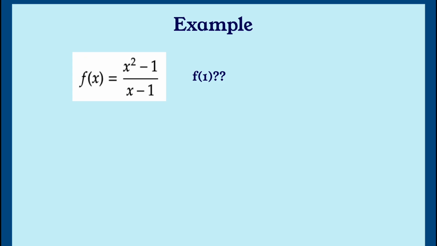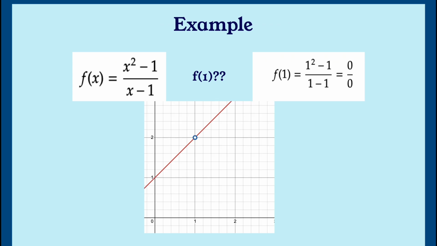Basically, I'm just plugging in 1 for x. So that would be 1 squared minus 1 divided by 1 minus 1. But we have a problem with this. We get 0 divided by 0, which gives us an undefined value.